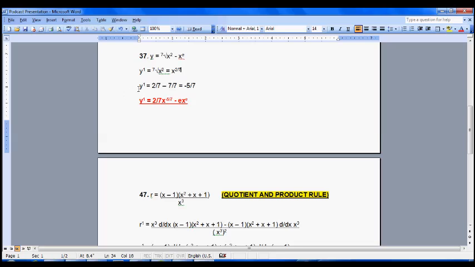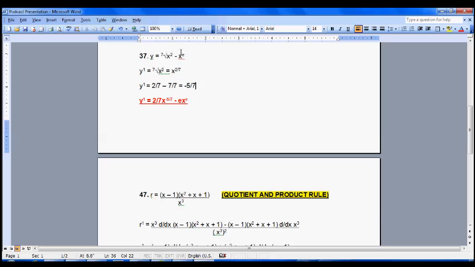2 over 7th. You're going to want to multiply that 2 over 7 times the number in front of the variable, which is 1, so it'll be 2 over 7x, and then subtract 1 from 2 over 7, which would be 7 over 7. 2 over 7 minus 7 over 7 equals negative 5 over 7.